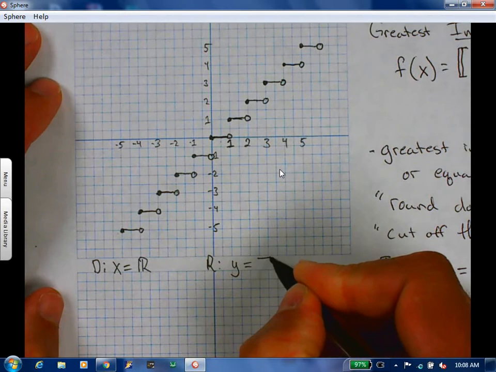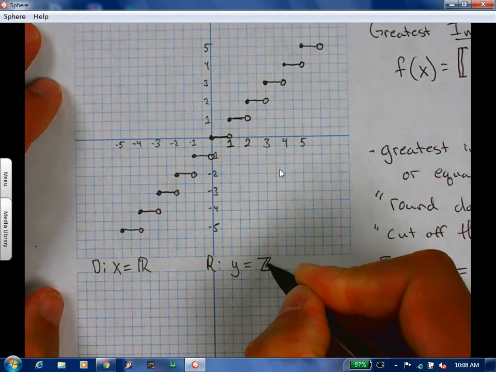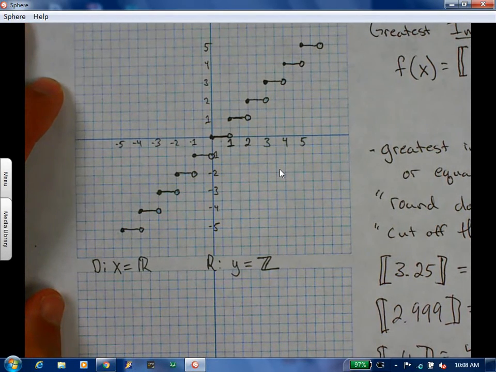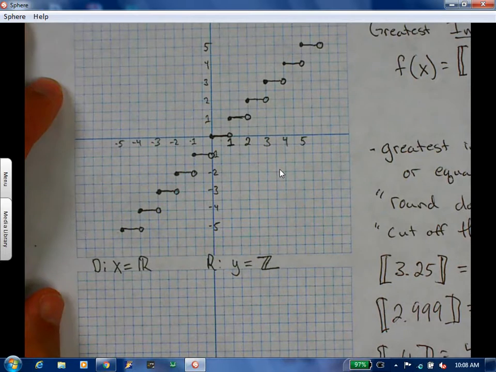So if you remember, the symbol for integers is a Z. Now it's not always going to be integers. It can adjust and change, things like that.